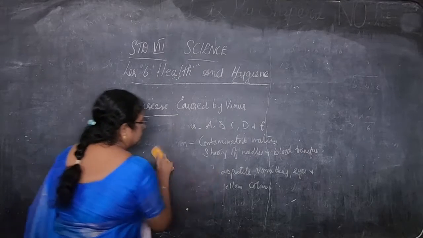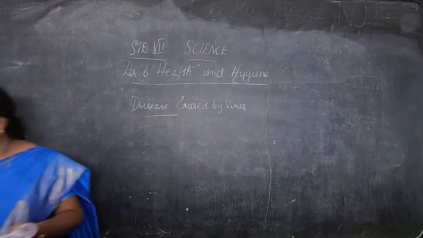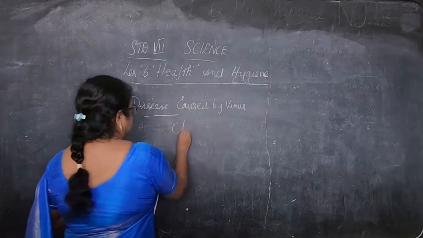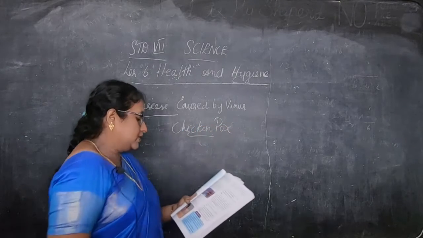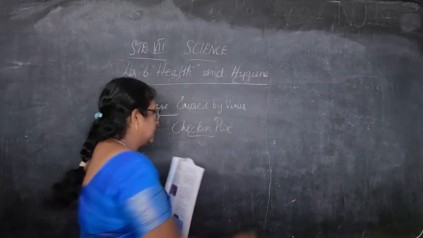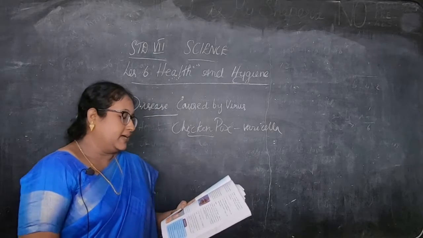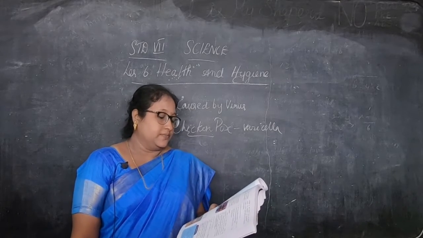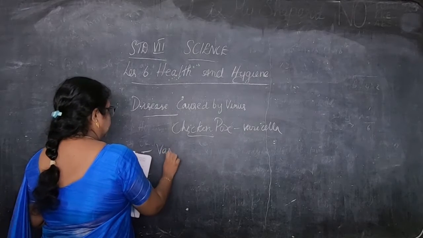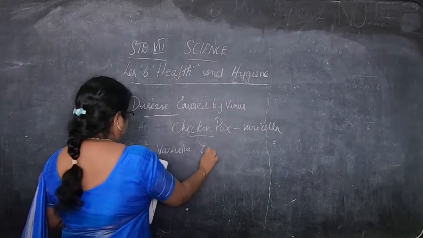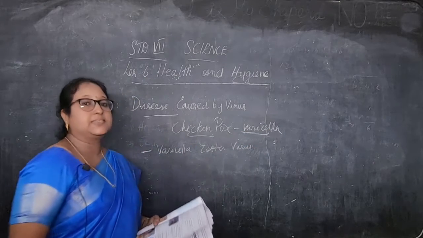So did you understand this, children? Now we are going to see chickenpox. Chickenpox is also known as varicella. It is a highly contagious infection caused by the varicella zoster virus. So why is it given the name varicella, children? Because of the varicella zoster virus. Okay, children, because of this virus it is given another name, varicella.